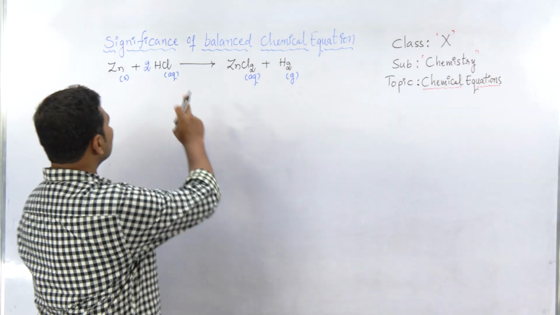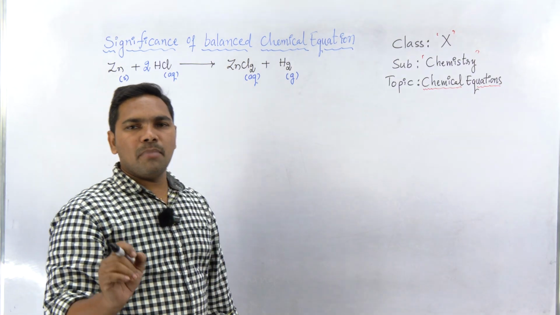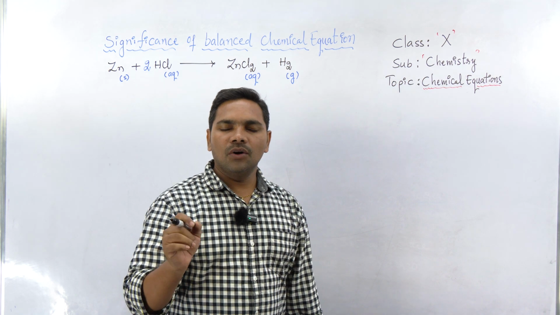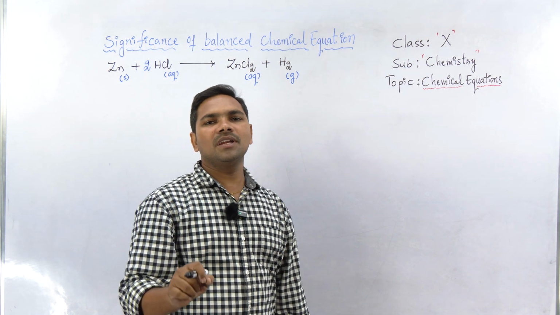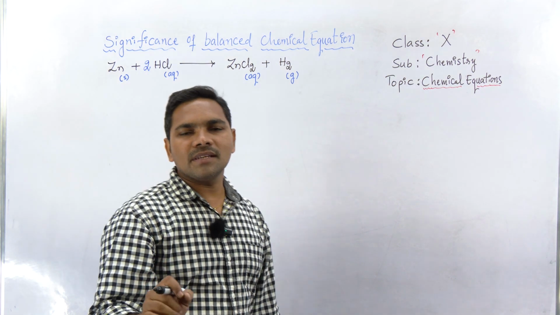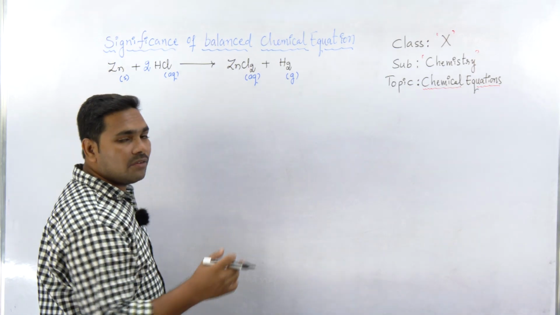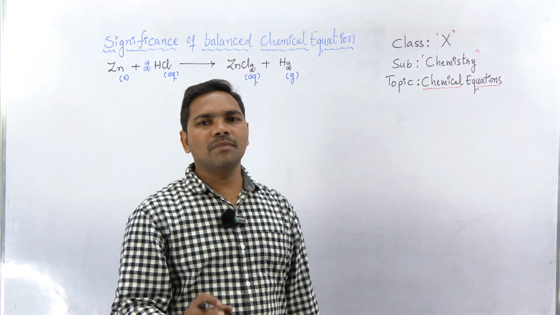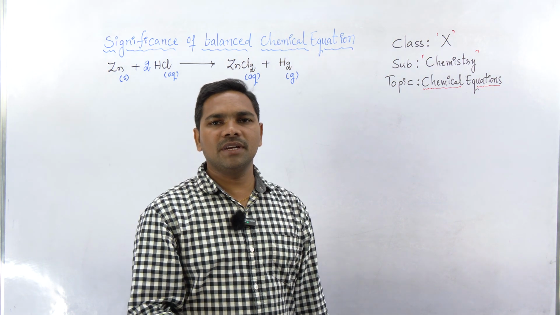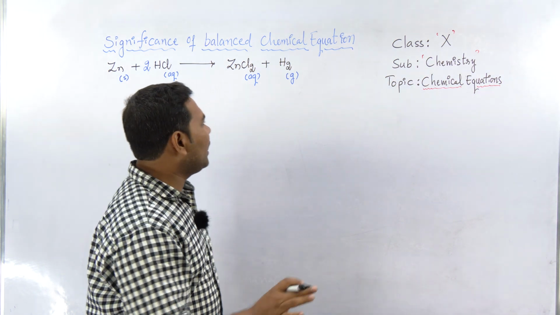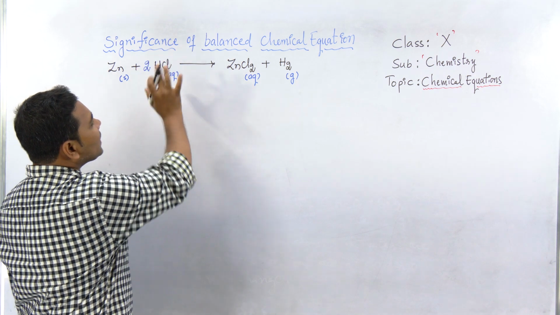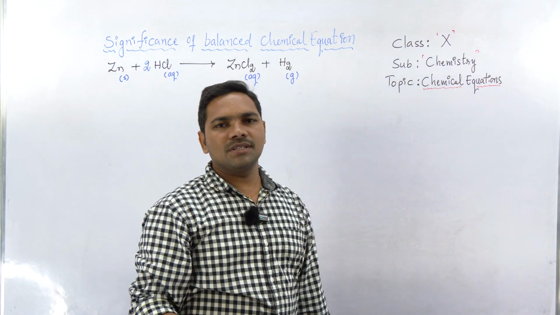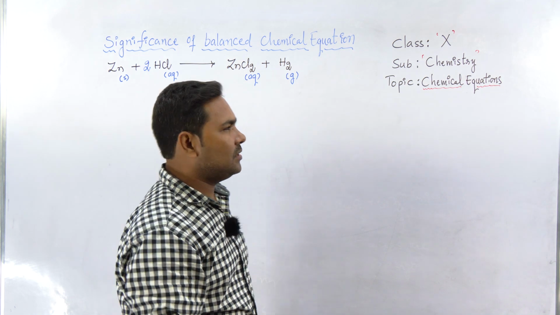Now let us discuss the significance of a balanced chemical equation, right? Till now we discussed what a balanced chemical equation is, how we can balance a chemical equation, and how we can make a balanced chemical equation more informative by adding physical state, heat changes, precipitates, conditions, etc. And now let us understand what extra information a balanced chemical equation gives us than a word equation.